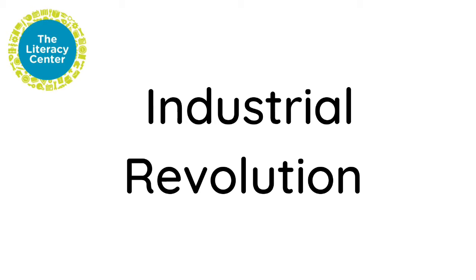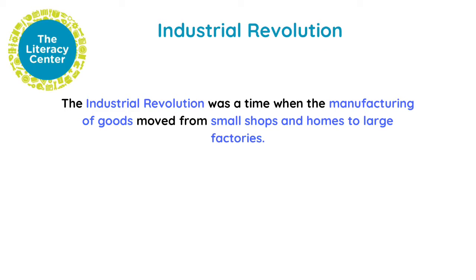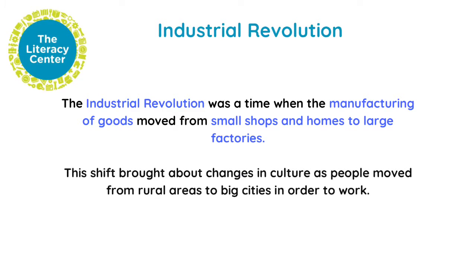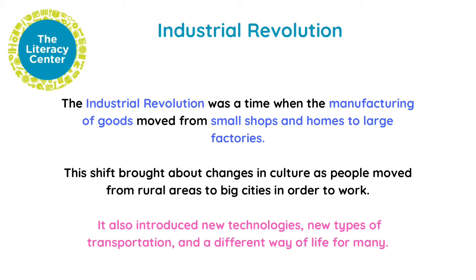This is Meghna and today we are going to talk about the Industrial Revolution. The Industrial Revolution was a time when the manufacturing of goods moved from small shops and homes to large factories. This shift brought about changes in culture as people moved from rural areas to big cities in order to work. It also introduced new technologies, new types of transportation, and a different way of life for many.